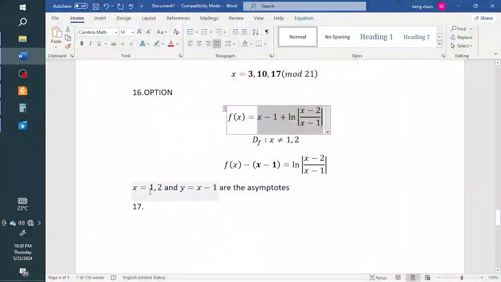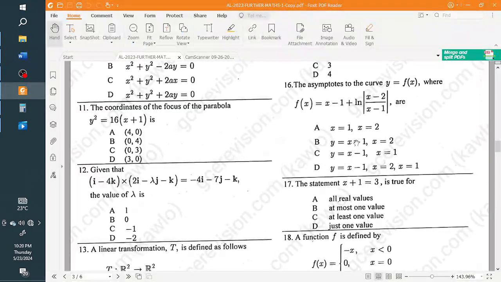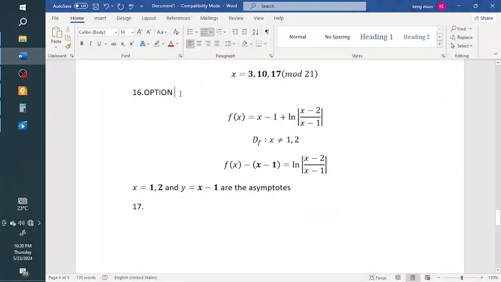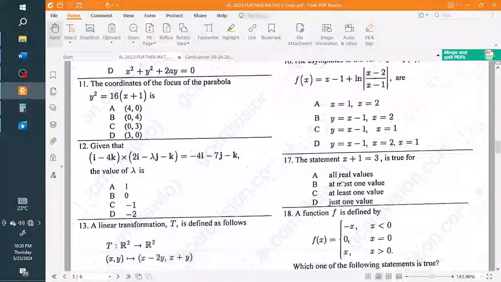Okay, so x equal to 1, x equal to 2, and y equal to x minus 1 are the asymptotes. So let's go back to the options. x equal to 1, x equal to 2, y equal to x minus 1. Option D is correct. Option D.